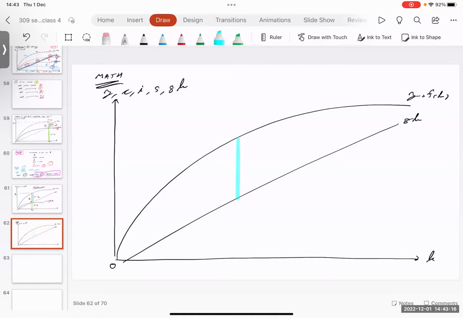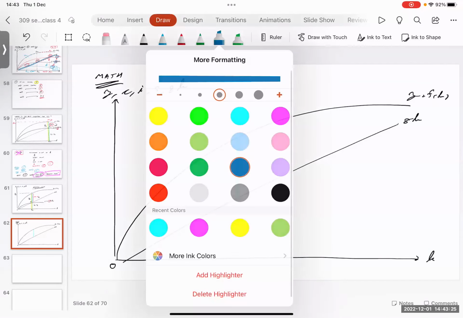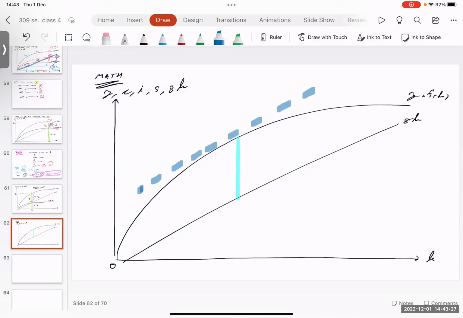By mathematical property, the largest gap between two curves is going to be the point where the slope of the upper curve and the slope of the lower curve are equal. The slope should be equal. So this is a property of mathematics.